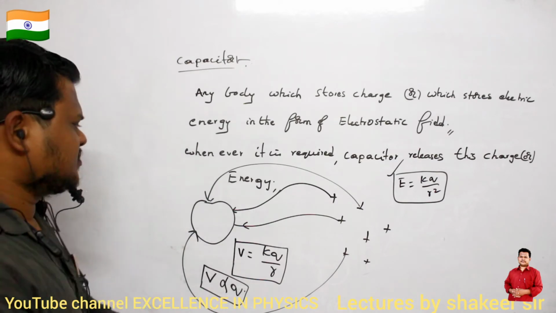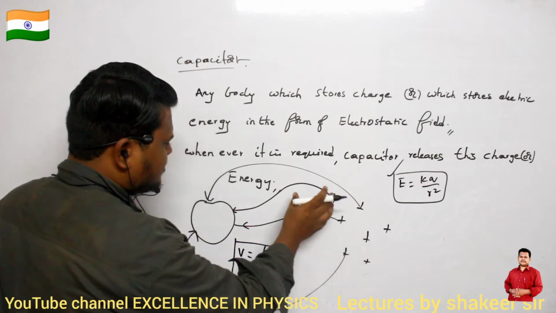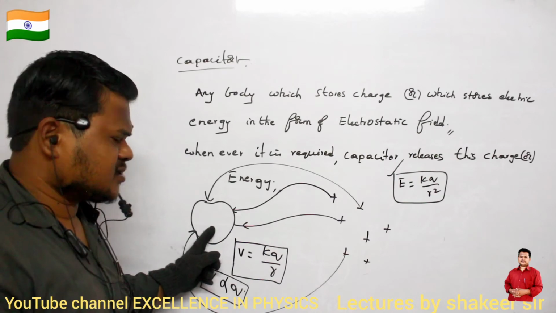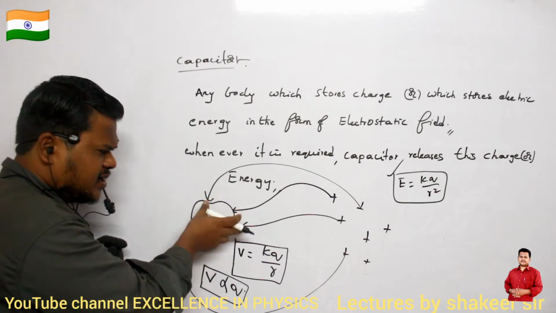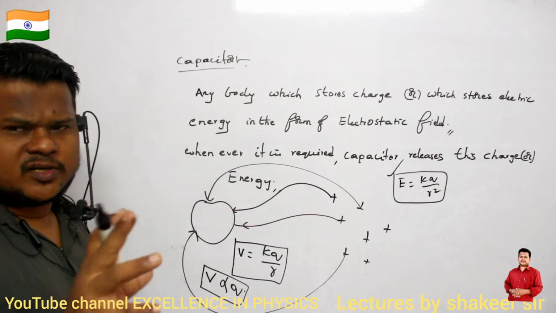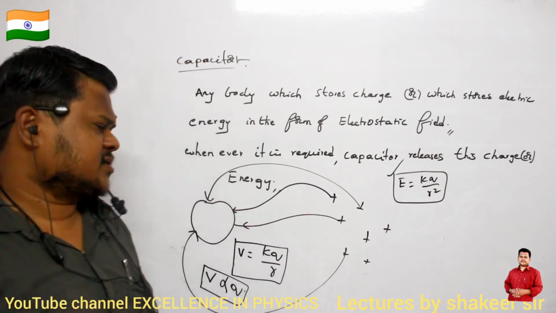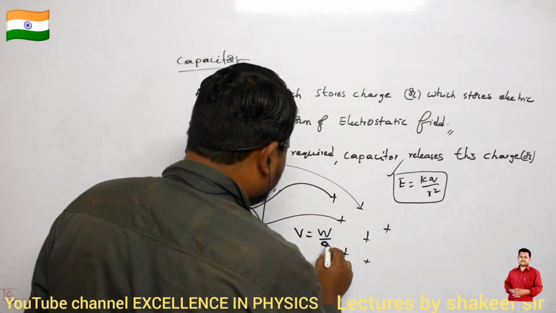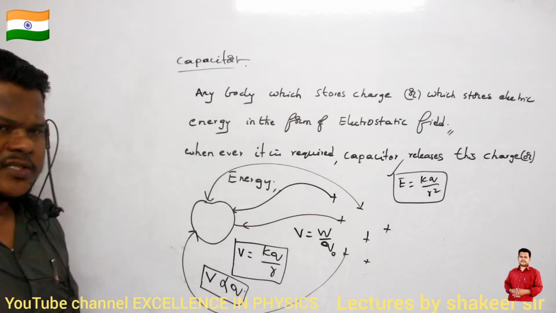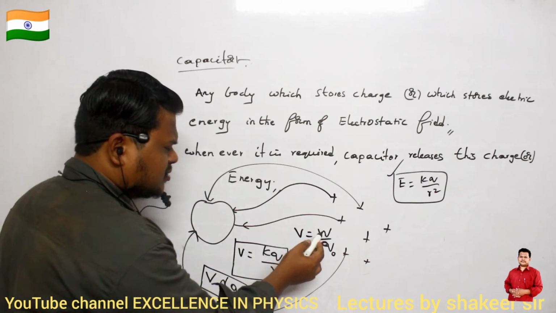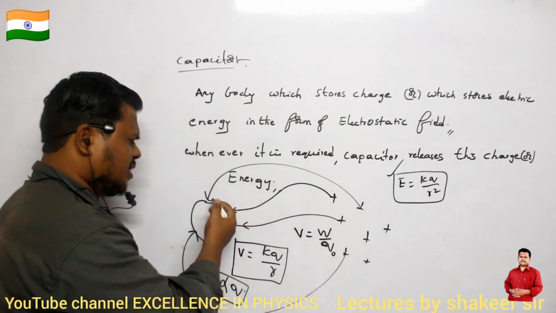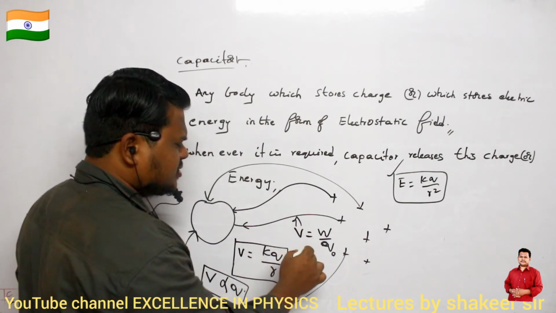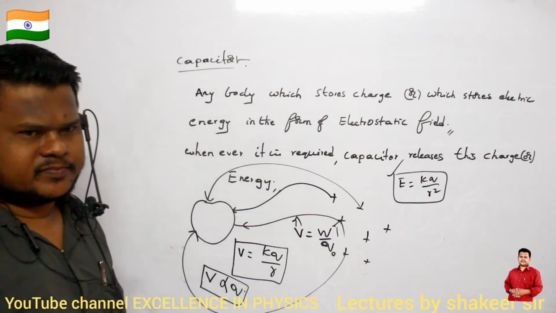One reason is this: as I go on depositing charges on this one, the potential of this conductor continuously increases, no? And what is the basic meaning of potential? Potential is nothing but work done per unit test charge. The amount of work done to take a unit test charge from infinity to a particular point is called potential. So if the potential continuously increases, the work done also continuously increases.